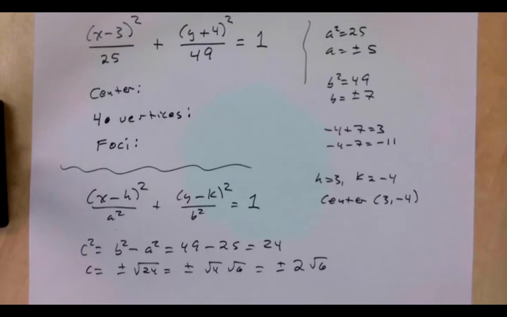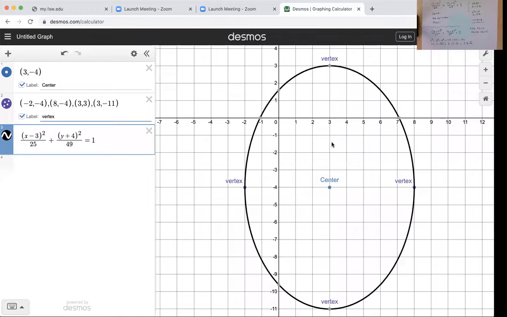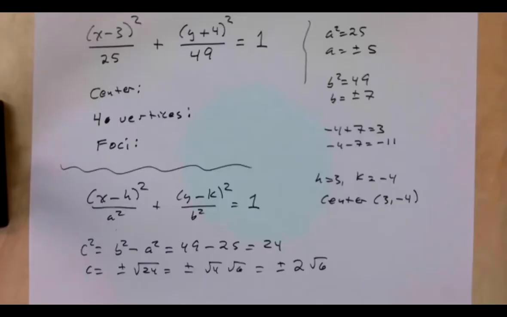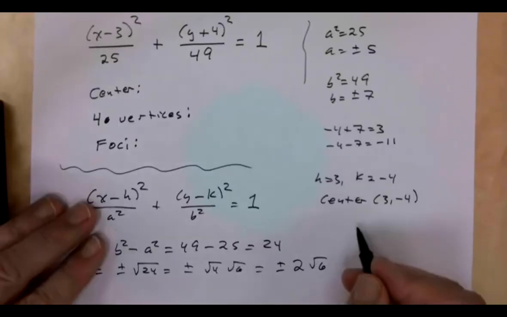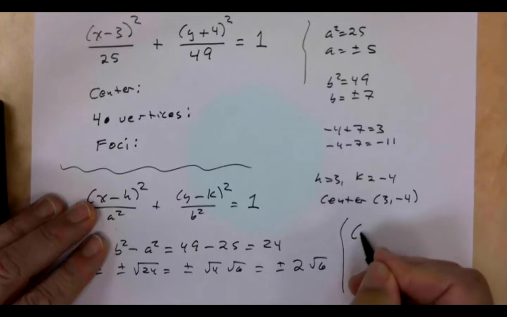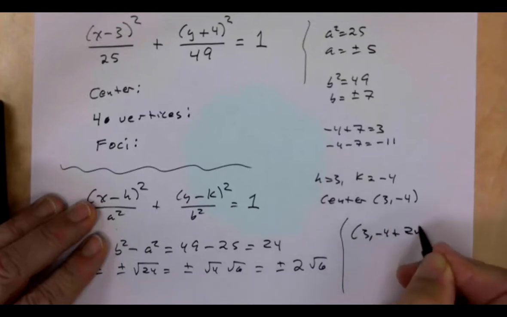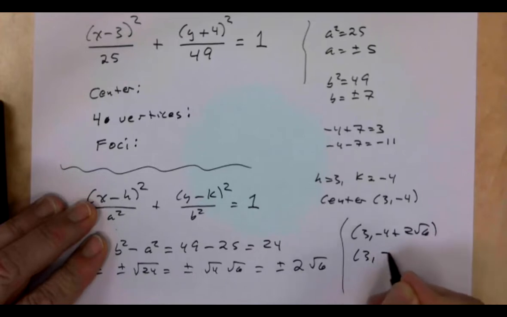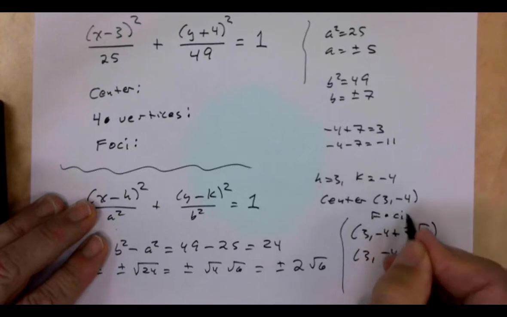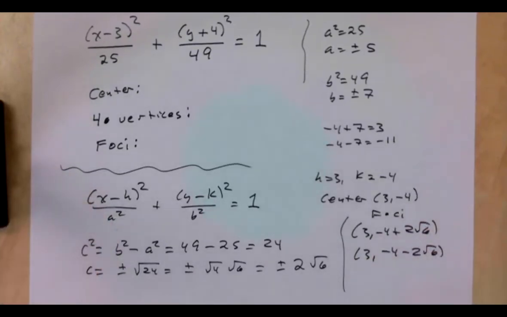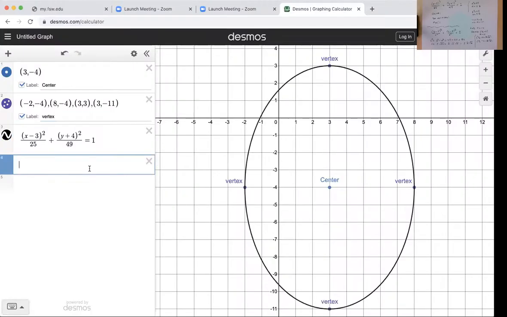So again, which direction are we going? From the center up 2 root 6, from the center down 2 root 6. The center is 3, -4. So 3, -4 plus 2 root 6 and 3, -4 minus 2 root 6 are the two focuses, the two foci. So let's go ahead and draw those back in on Desmos. And see what you get.